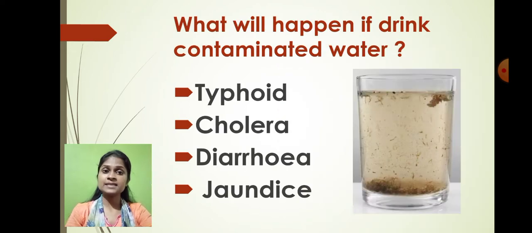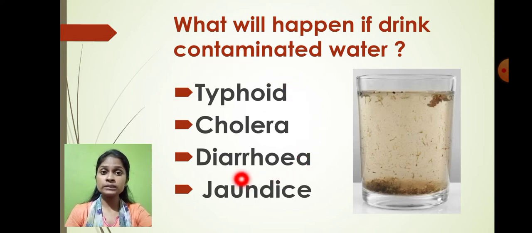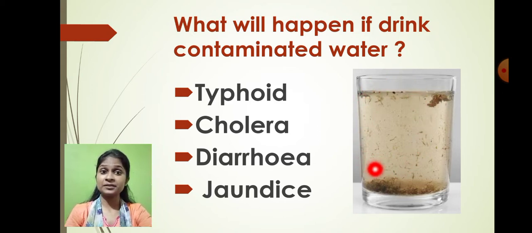And if you remember, I told you how exactly diseases spread because of the consumption of contaminated water. Suppose we consume contaminated water, then there are chances that diseases like typhoid, cholera, diarrhea and jaundice might spread immediately. All these diseases, we call them what? Waterborne diseases. So if we consume contaminated water, these diseases can spread.